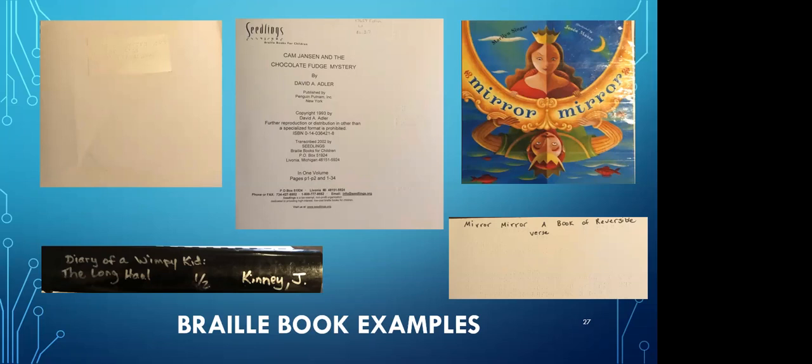In the middle is the front cover of Cam Jansen and the Chocolate Fudge Mystery by David A. Adler. This is the best case scenario. There's a title, author, place of publication, publisher, publication date, and transcriber information.